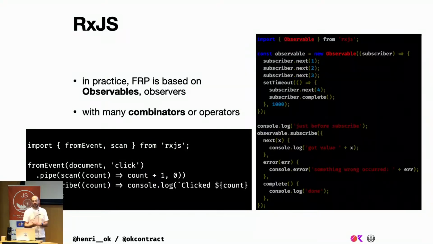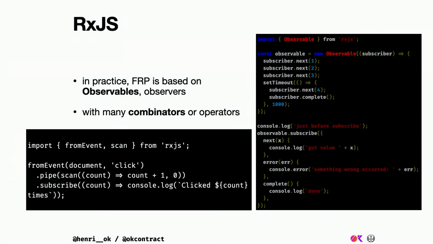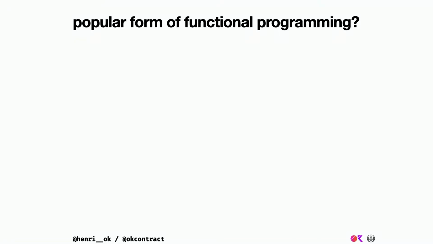And that leads, for instance, to one library framework that some of you may know, which is RxJS. It's based on observables for behaviors and observers who watch the behaviors. And then you have a lot of combinators to introduce the events. There's a whole library, even graphic references, on how you can combine these different operators. The problem with RxJS is it's a bit complicated. But there is another form of functional programming which is quite popular. Can you guess which one?